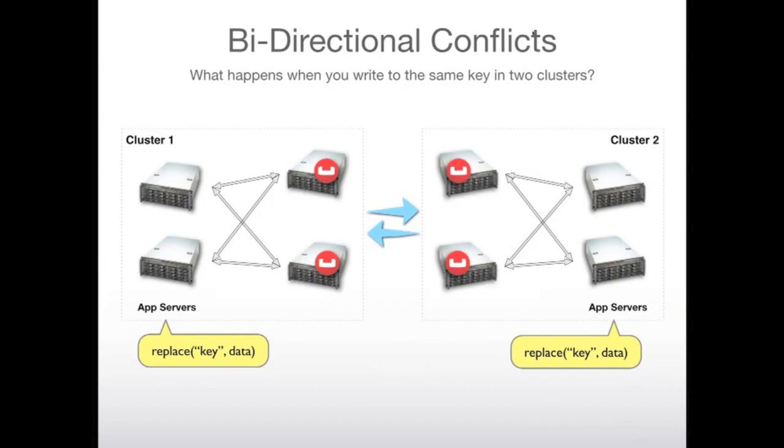So here's the bidirectional replication. What happens when you write to the same key in two different clusters? You actually have a conflict, because in each cluster you have to decide which one is the correct one. Which of these clusters should win in this case. And we actually have a very simplified form of conflict resolution.